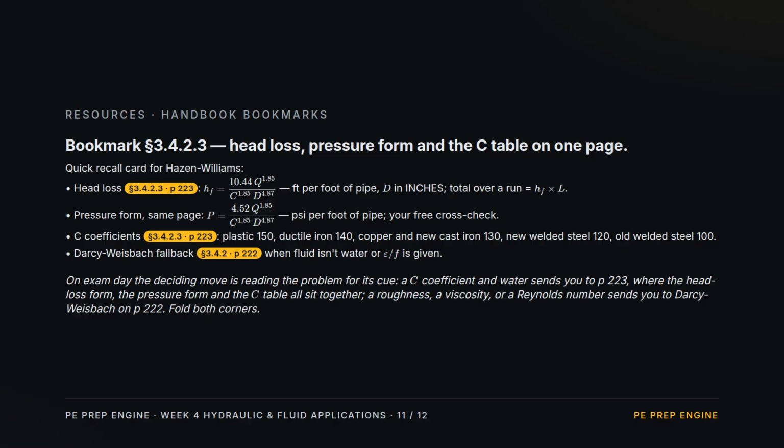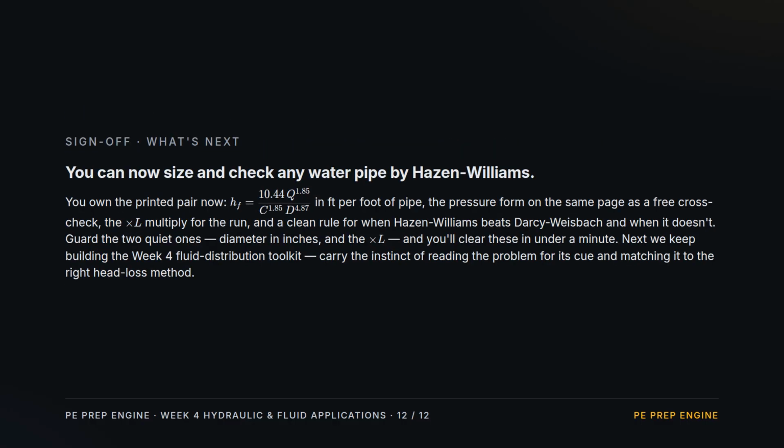That's Hazen-Williams, the printed head form and pressure form, both per foot of pipe, times the run length. Guard the inches and the times L, match C to the pipe's age, and hand anything that isn't water to Darcy-Weisbach. Next topic, we keep building the Week 4 toolkit.